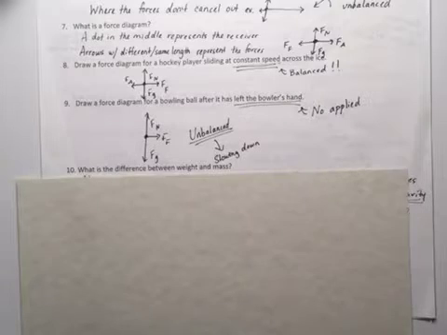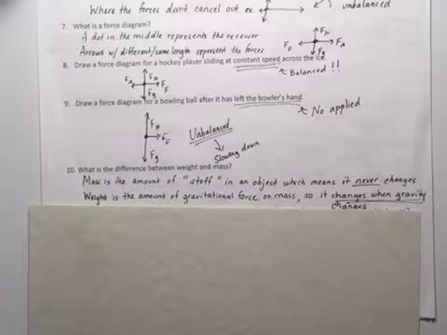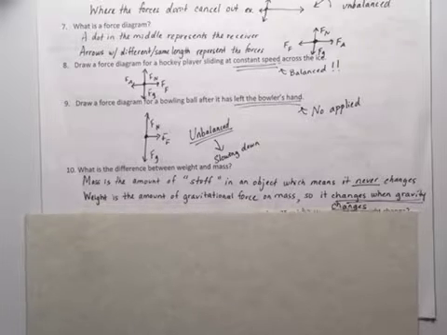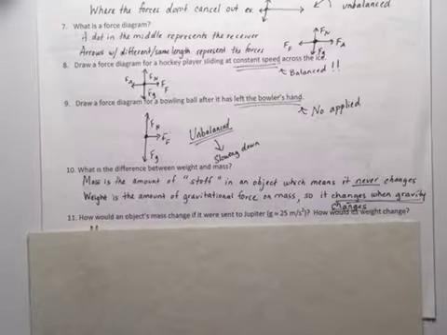Number 10, a little review. The difference between weight and mass. Mass is the amount of stuff in an object, which means it never changes, while weight is the amount of gravitational force on that mass. So it changes when gravity changes.